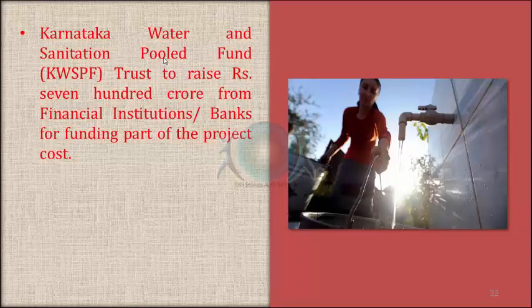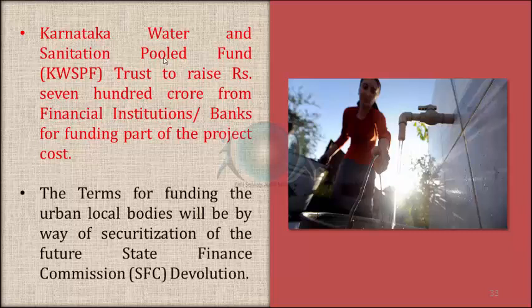Karnataka Water and Sanitation Pooled Fund Trust has raised 700 crore rupees from the financial institutions and banks for funding part of the project cost. The terms for funding the urban local bodies will be by way of securitization of the future State Finance Commission devolution.